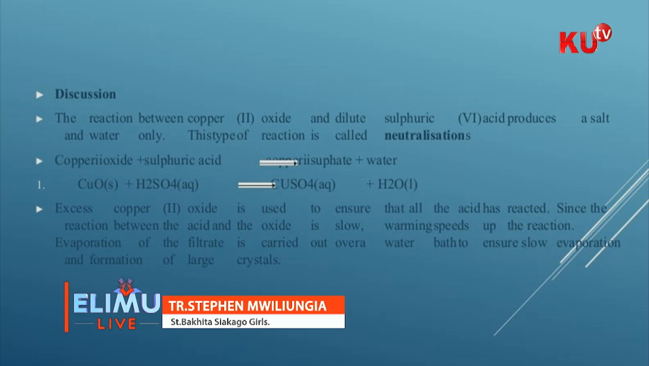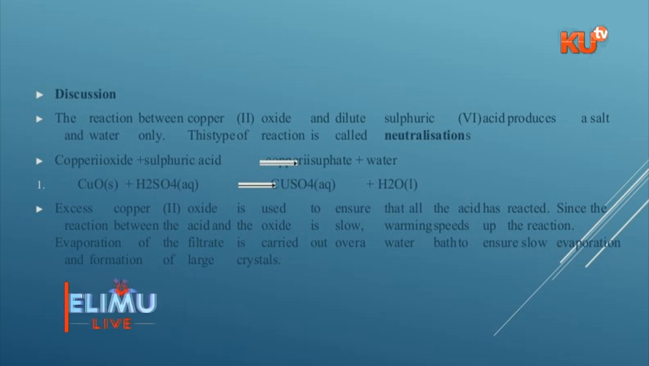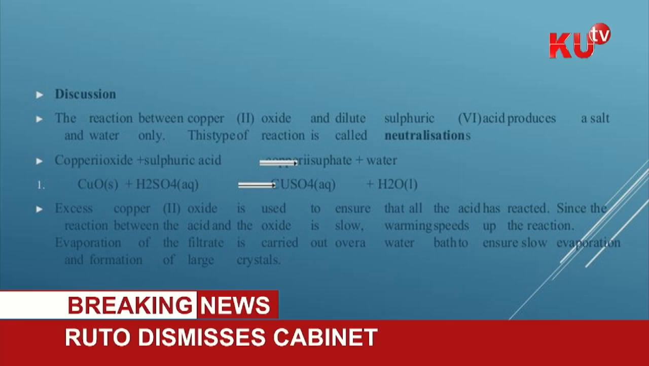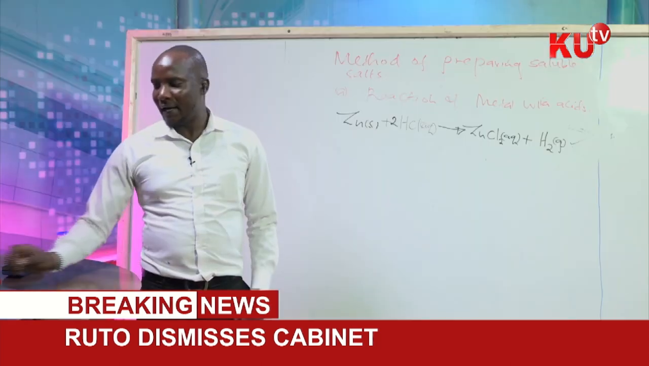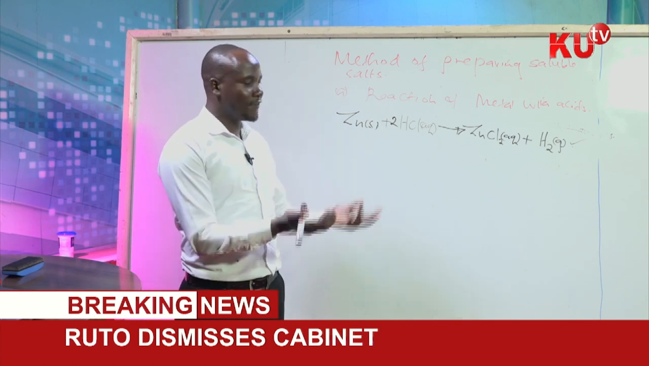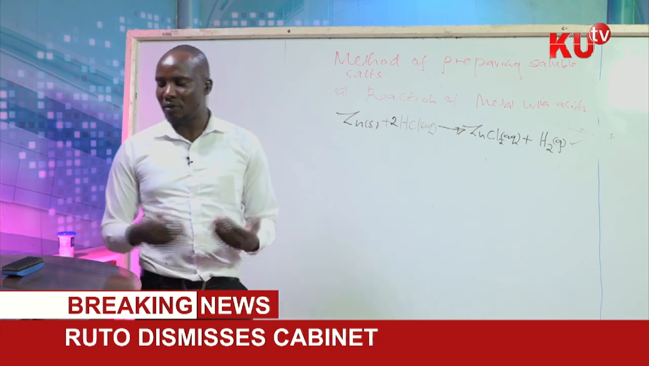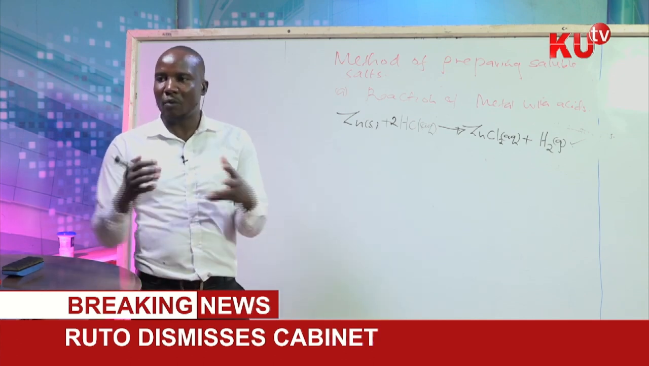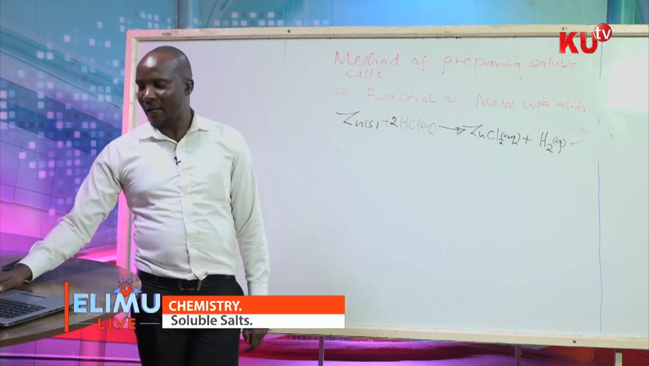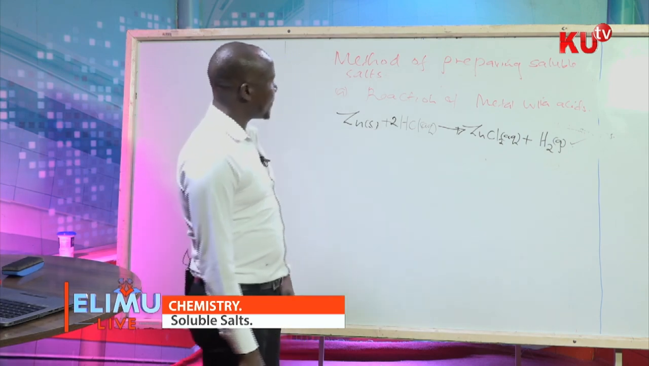Another point to note from the procedure: evaporation of the filtrate is done over the water bath, and evaporation is normally done slowly for the formation of large crystals. The crystals are not evaporated directly, to ensure that the copper 2 sulfate has water in it, referred to as hydrated copper 2 sulfate. That is the method of preparing a soluble salt.